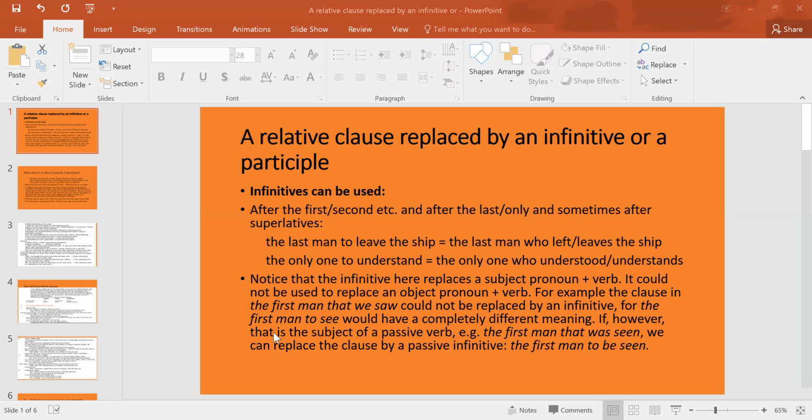For example, the clause in the first man that we saw could not be replaced by an infinitive. So this clause cannot be replaced by an infinitive. Why? You cannot call it the first man to see. All right, you cannot use the first man to see for this clause because here that is not a subject pronoun. All right, so that is here an object pronoun. So we cannot replace an object pronoun plus verb with an infinitive, but we can replace a subject pronoun like this with an infinitive like this.